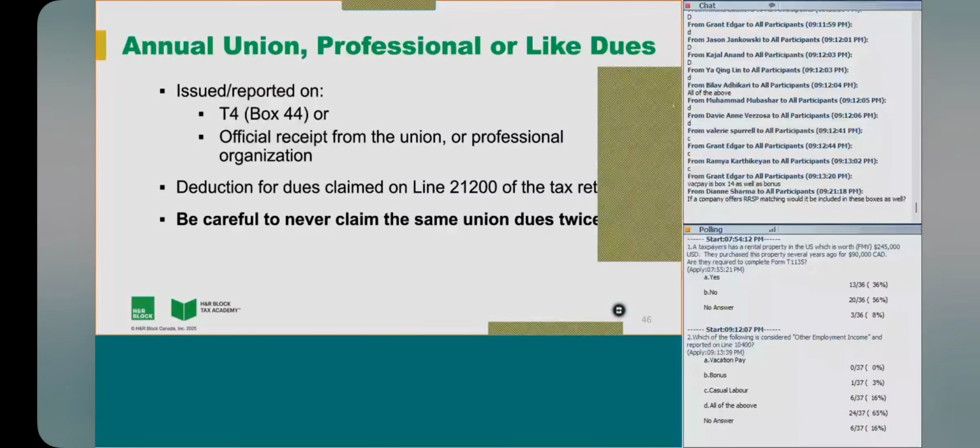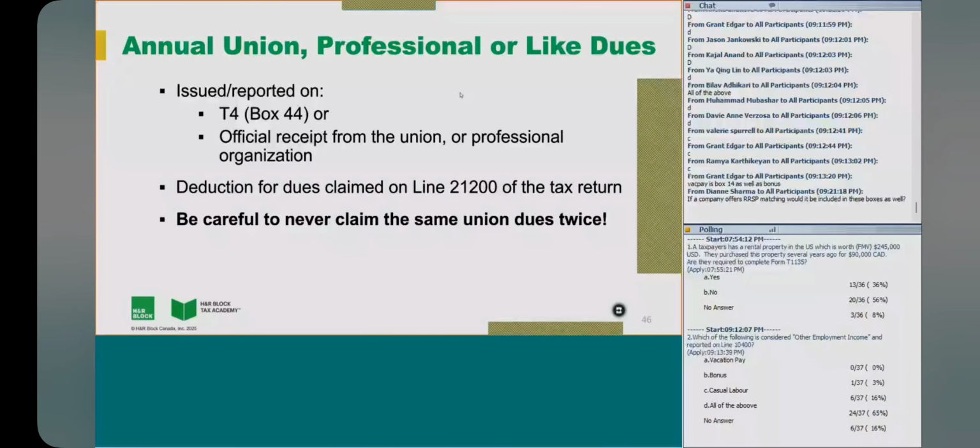Another employment-related thing which is deducted are union or professional dues. So these can be issued in one of two ways. They can show up on the T4 themselves in box 44, in which case they've been deducted directly from the employee paycheck. In some rare cases, they may show up on a separate, well, not rare cases, it's less common, but you may also see them on an official receipt from the union or professional association.